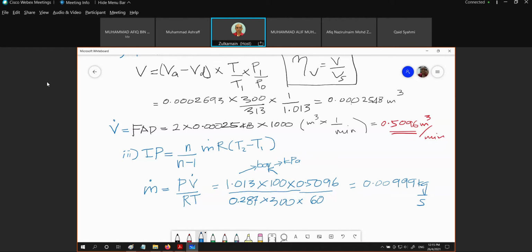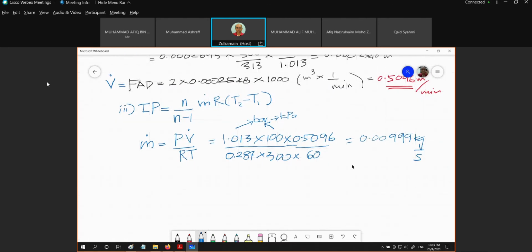Okay, so what is the IP? Before that, we need to know what is T2. T2 is equal to T1, P2 over P1, to the power n minus 1 over n. Our T1 is 313, remember? 25 divided by 1.0, to the power 0.3 divided by 1.3.